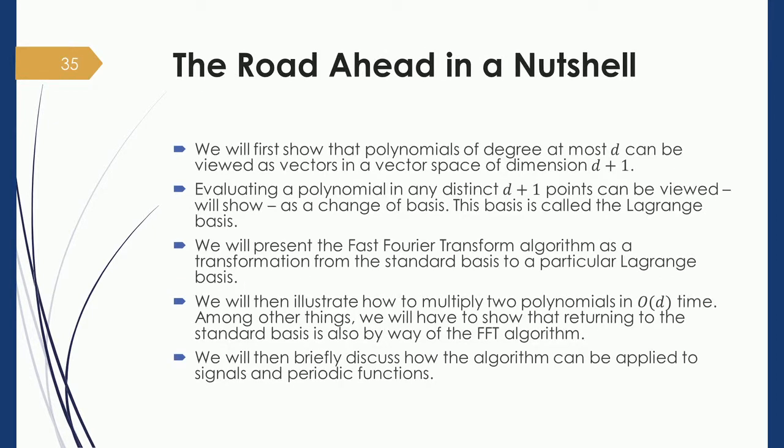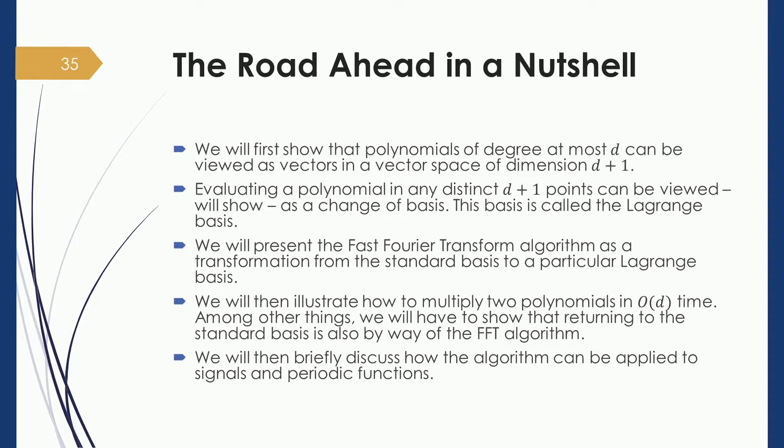So, we will show that polynomials of degree d can be viewed as a vector space of dimension d plus 1. Such a polynomial can be evaluated at d plus 1 distinct points, and this evaluation, we will need to show, is essentially a change of basis, in particular a change of basis into what is called the Lagrange basis, which we will explain in the next lecture.